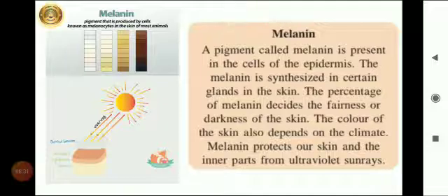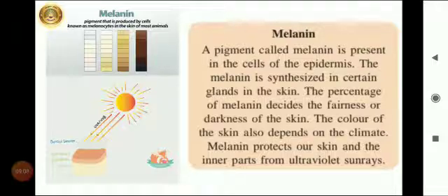Melanin. A pigment called melanin is present in the cells of the epidermis. The melanin is synthesized in certain glands in the skin. The percentage of melanin decides the fairness or darkness of the skin. Means if the percentage is low, the person is more fair, and if the melanin percentage is high, the person is darker.